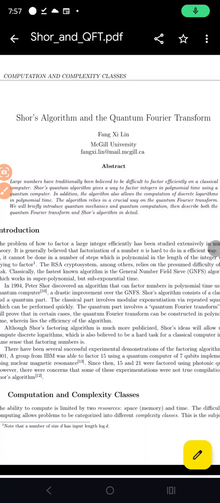Alright, we're going to take a look into this class lecture, Shor's Algorithm and the Quantum Fourier Transform by Feng-Ji Lin at McGill University.